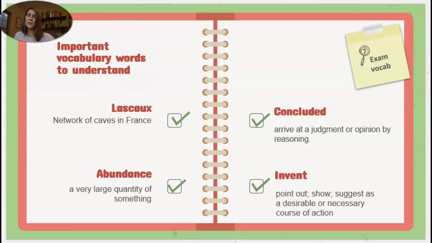So a couple of vocabulary words. Lascaux is a network of caves in France. Abundance is a very large quantity of something. Concluded, arrive at a judgment or opinion by reasoning. And then invent is to point out, show, suggest as a desirable or necessary course of action.